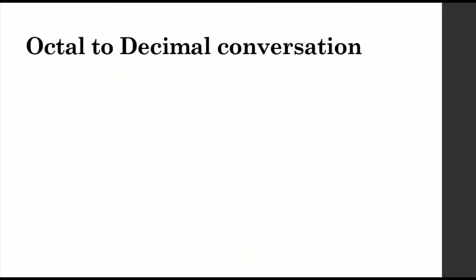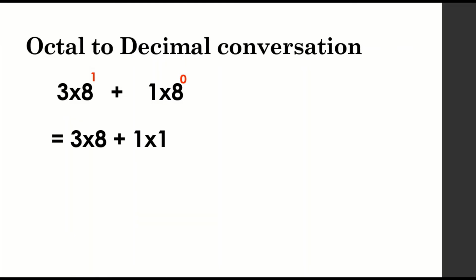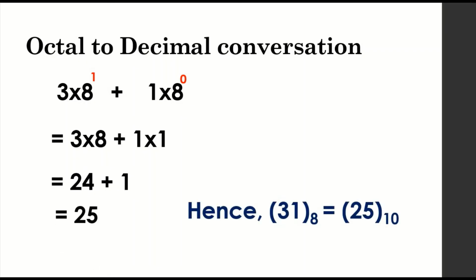The next step is to convert from octal to decimal. So 3 times 8 plus 1 times 8, then you are going to power 1 and 0. So this gives us 3 times 8 plus 1 times 1, 24 plus 1, which is 25. So 31 in octal is equal to 25 in decimal.